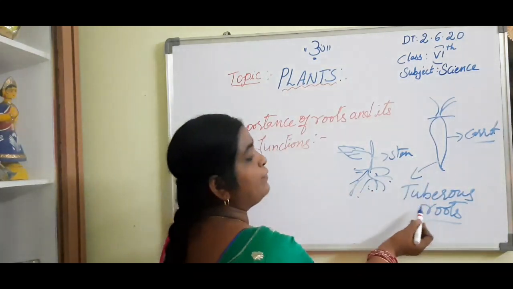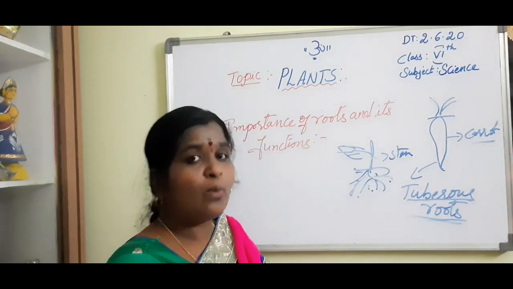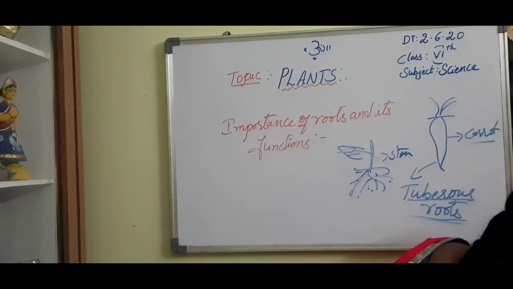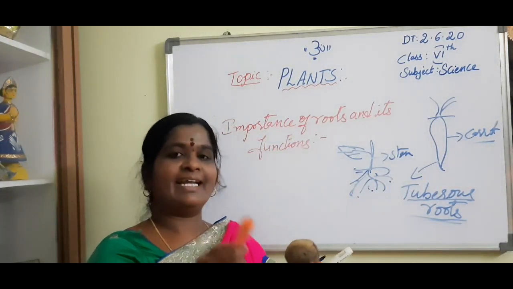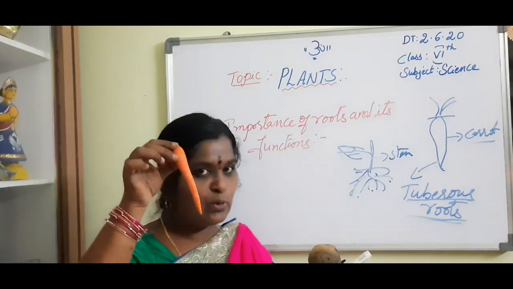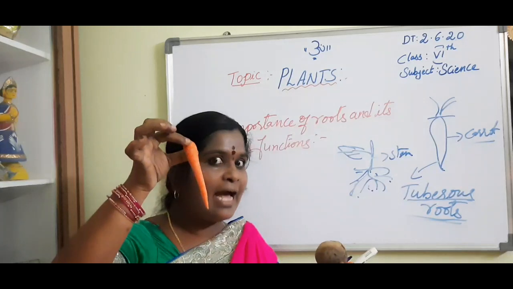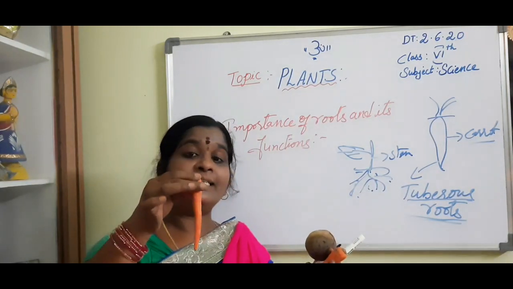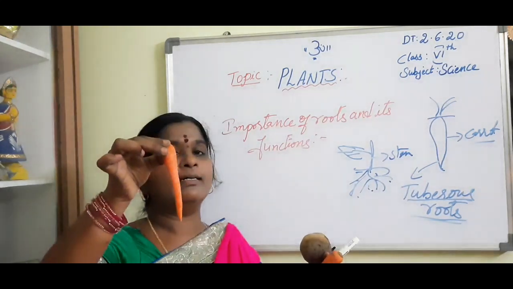So such type of roots we are calling it as what? Tell me, tuberous roots. What are the examples? One is the carrot. See, I will show you. This is a carrot. Carrot, it is a root. What is the structure of this carrot? Taproot. Understood? Taproot. So the plant is storing its food material in the root.